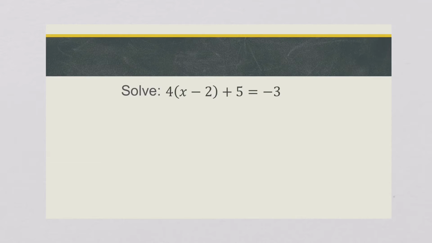Okay, so we've got 4 times the quantity x minus 2, then we add 5 equals negative 3. So the first thing that you want to do here is get rid of those parentheses by distributing. 4 times x is 4x. 4 times negative 2 is minus 8, negative 8, plus 5 equals negative 3. Now, anytime you have more than one constant on the same side of the equal sign, you need to combine them before you start moving them around. So negative 8 plus 5, this 4x I'm bringing straight down. Negative 8 plus 5 is negative 3, so I put minus 3.